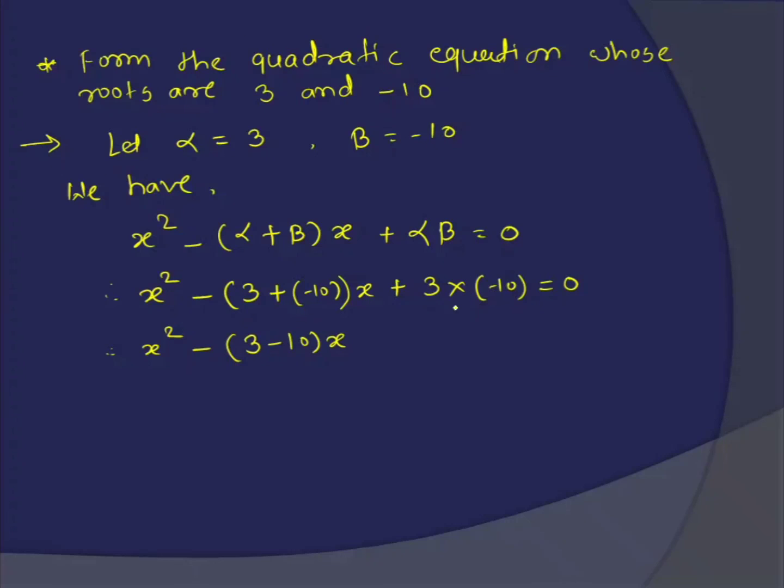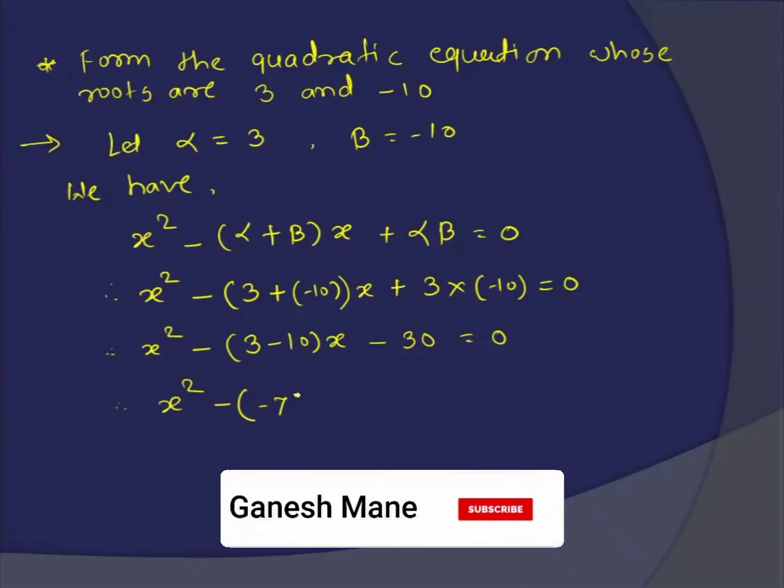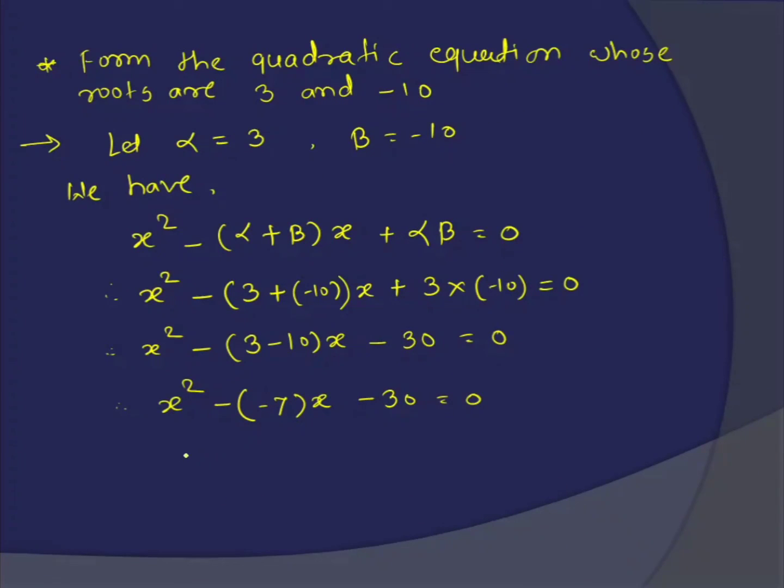So we have x square minus 3 plus minus, it will become minus 10, into x plus and minus, the product of these two would be minus, so 3 into 10, that's 30, is equal to 0. So we get here x square minus into bracket 3 minus 10, that's minus 7, into x minus 30 is equal to 0, that is x square, this minus minus will become plus 7x minus 30 is equal to 0. So this is the quadratic equation whose roots are 3 and minus 10.